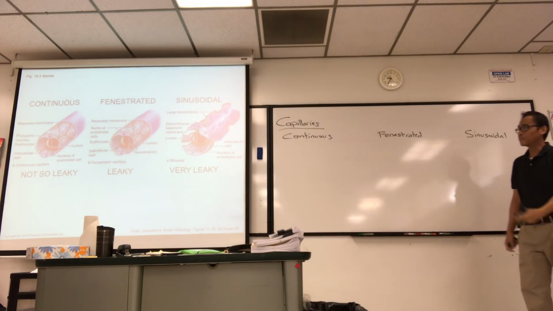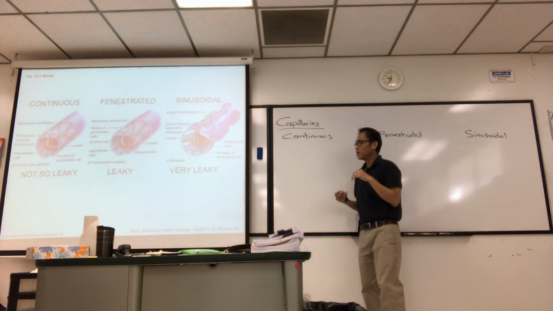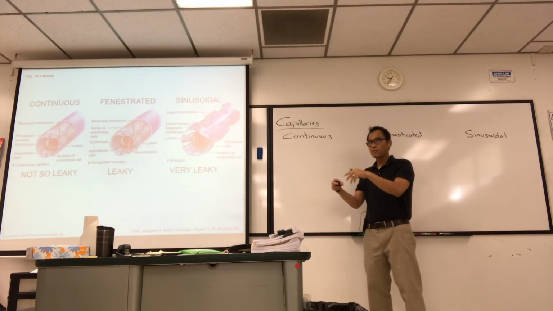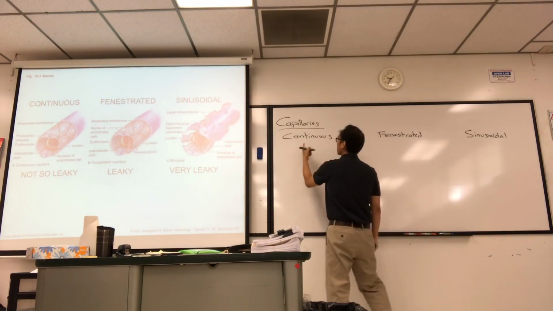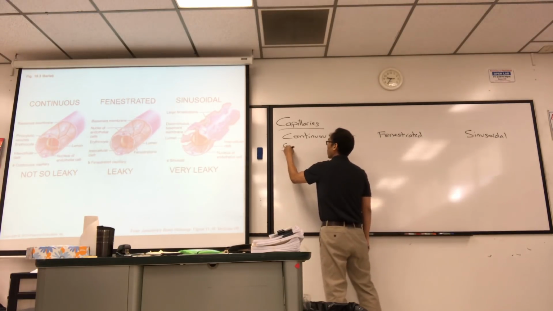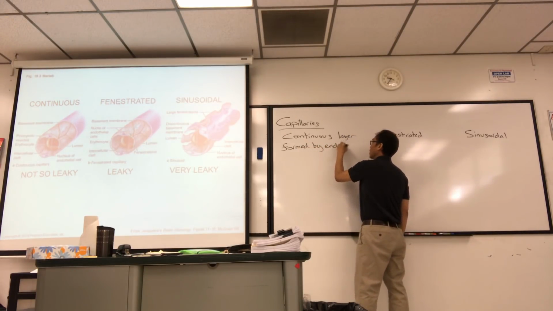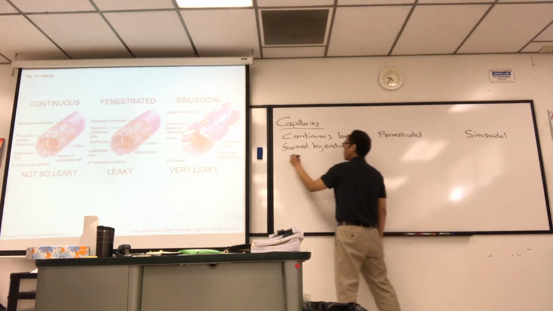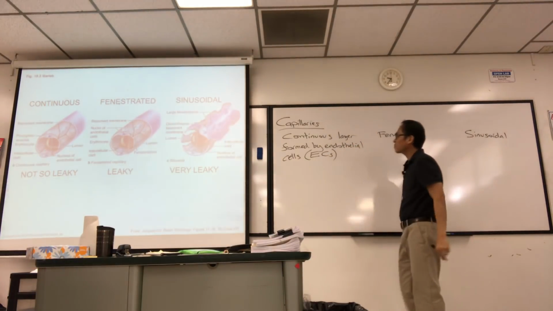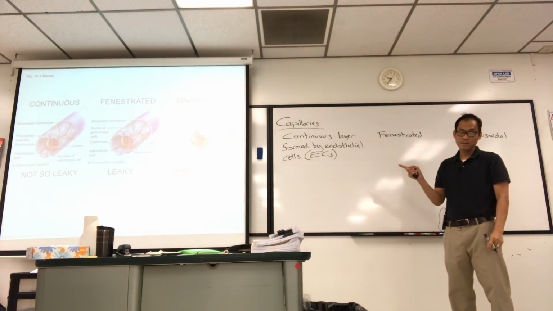You know, to summarize, I simply put, well, the continuous capillaries are called continuous because the endothelial cells create a continuous layer. Okay, there's not a lot of space between them. So continuous layer formed by endothelial cells, which I frequently abbreviate ECs. So these allow exchange, but not very much. They're not so leaky. Okay?